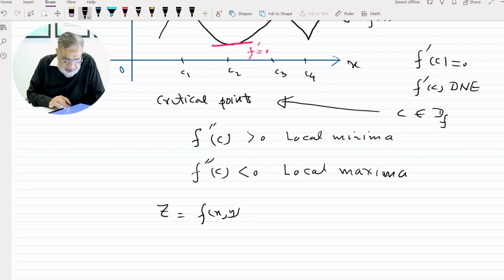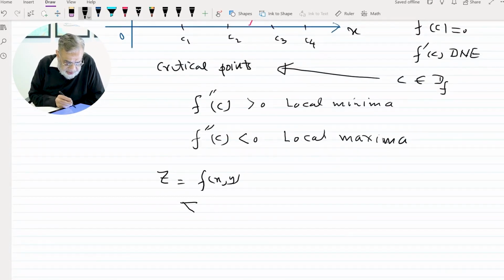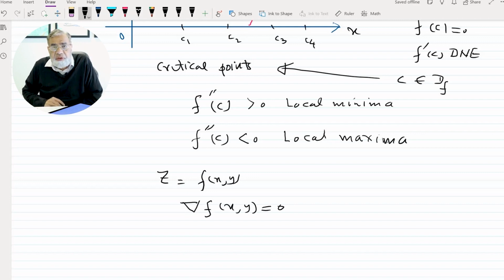So we have already discussed this, the application of the gradient. We say we have the critical point, but because it's a function of two variables, for a function of one variable we get a number, but for two variables we get a point, with the coordinate of x and the coordinate of y. So the gradient of the function f(x,y) is equal to 0. That's equivalent to the first derivative being equal to 0.